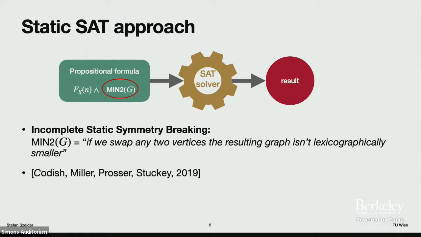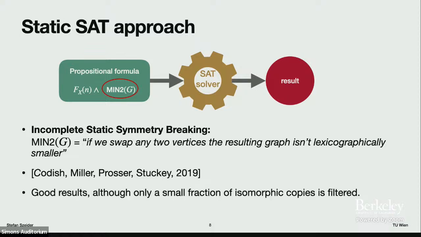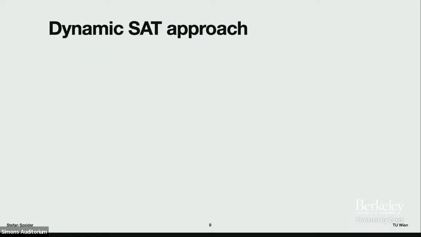This works, for instance, Codish et al. used this with some good results, but still only a small fraction of isomorphic copies is filtered. Now the question is, can we still use SAT but do better and filter more? This was the static approach, because we have a static encoding of this minimality. But now this would be a dynamic approach.